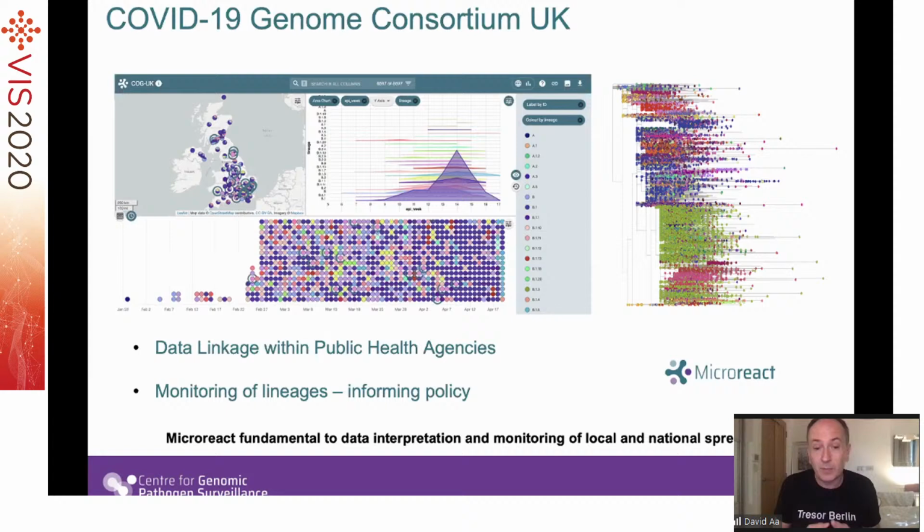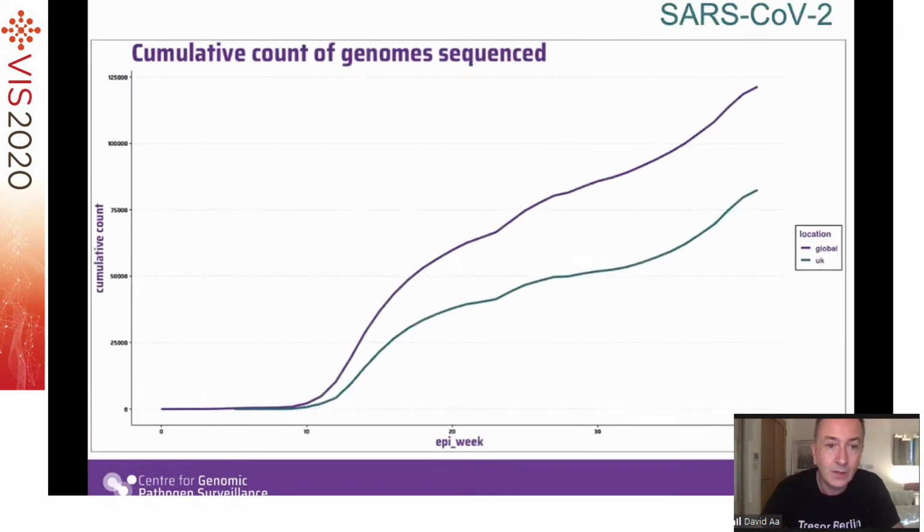So we work with public health agencies in the UK and elsewhere to try and deliver these kinds of tools and information to allow them to link their own data together. This is just the sheer increase in the number of genomes that have been sequenced for SARS-CoV-2. I would go so far as to say it's probably one of the most sequenced species on the planet now. It's important for us to understand whether this information can be used to help interventions and understanding the spread of this particular pathogen.